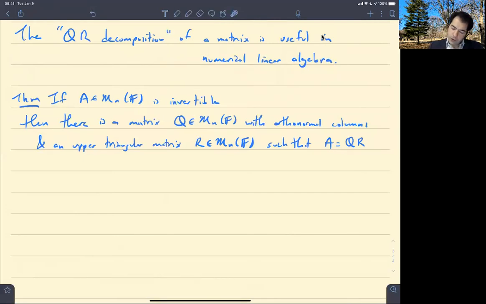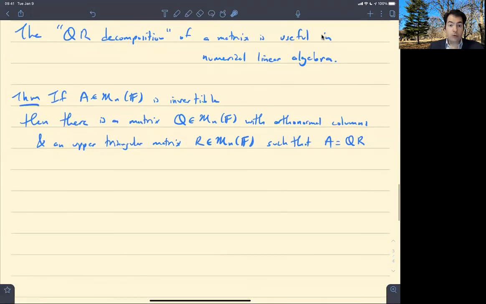Okay, so in a 2x2 case, we know that Q is either a rotation or a reflection composed with a rotation. So you can think of Q as being like an angle, and R as being like the radius. And so you can think of this as being some sort of polar coordinates that you're putting on the space of matrices. Okay, that's sort of true.